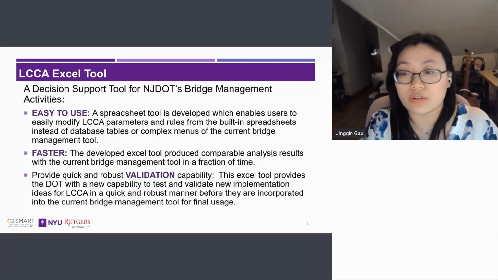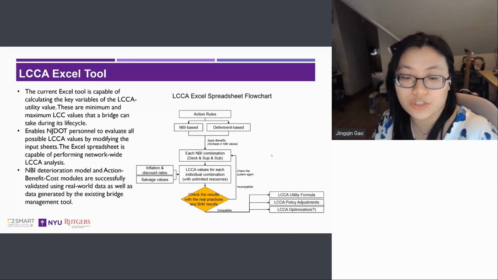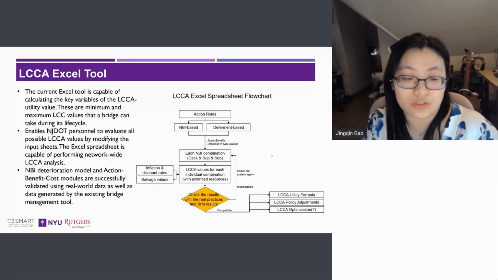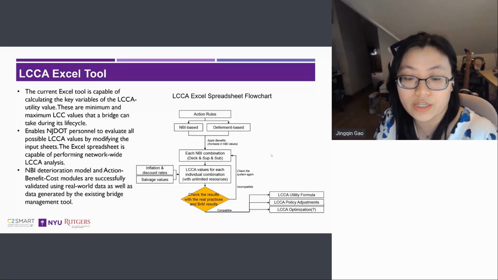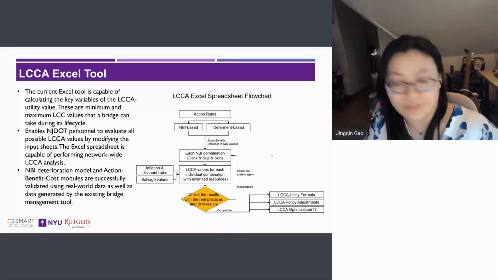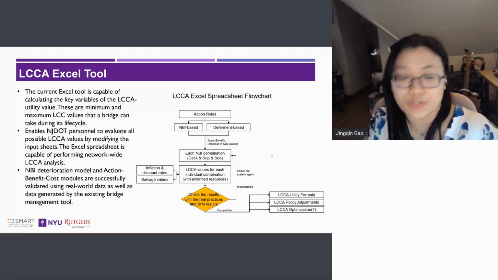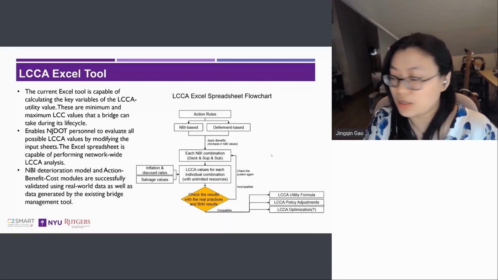The graph here on the right shows the general flow chart of the spreadsheet tool. Both the MBI deterioration model and action benefit cost modules are integrated into the tool, and it is capable of performing network level analysis. Benefits are triggered by the actions that are selected under given conditions in both National Bridge Inventory based and deferment based rules.